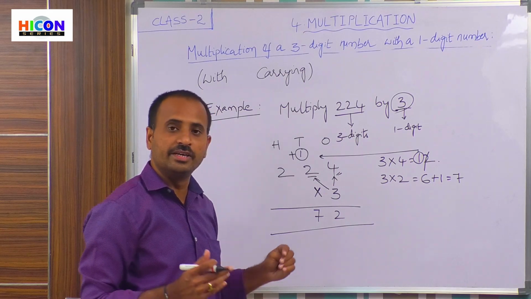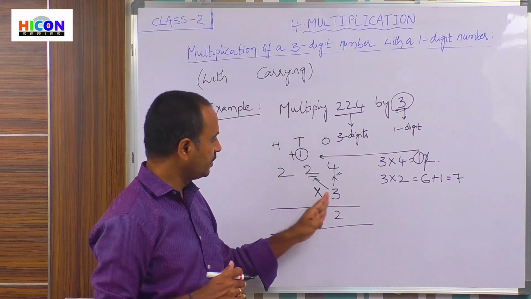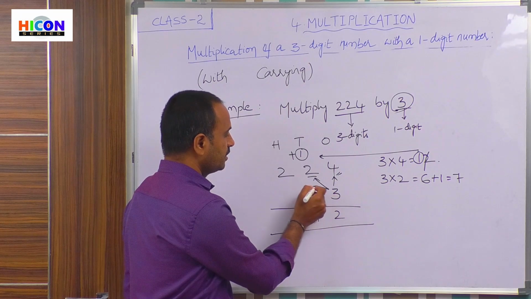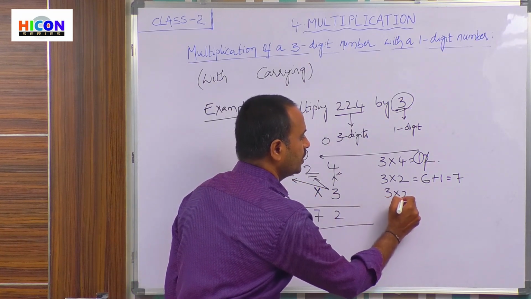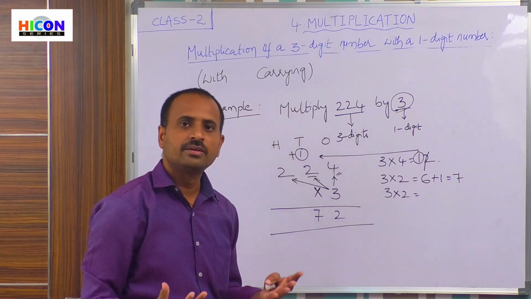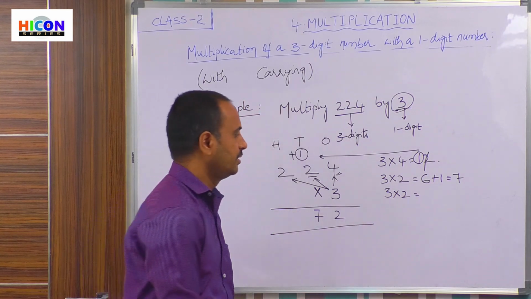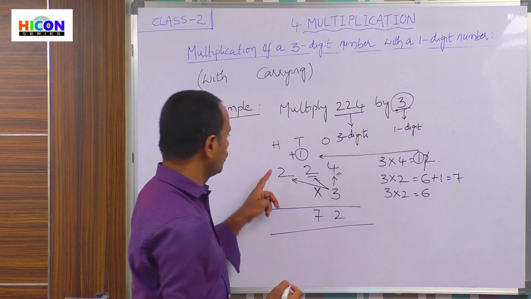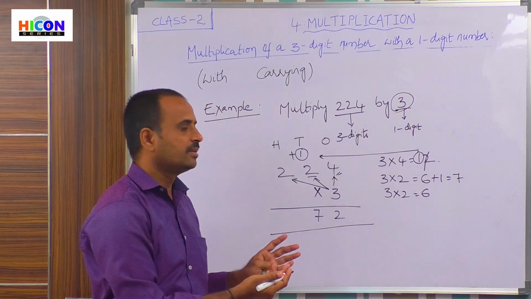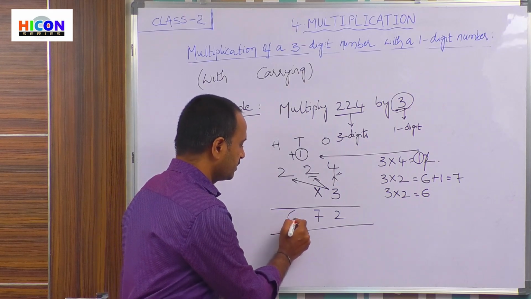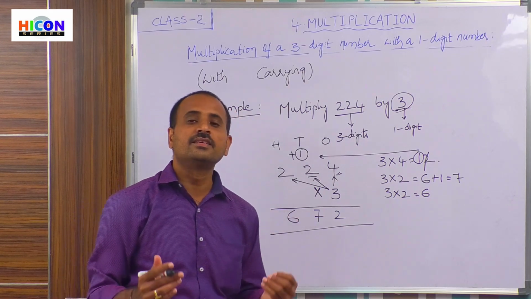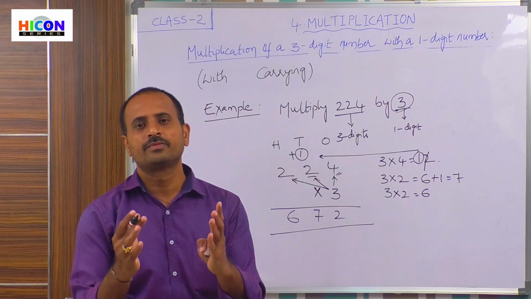Now multiply the digit present in hundreds place with 3. That is 3 into 2. Children, how much will you get? Again 3 2s are 6. And there is no carried number in hundreds place, that's why write 6 under hundreds place. So the answer is 672.